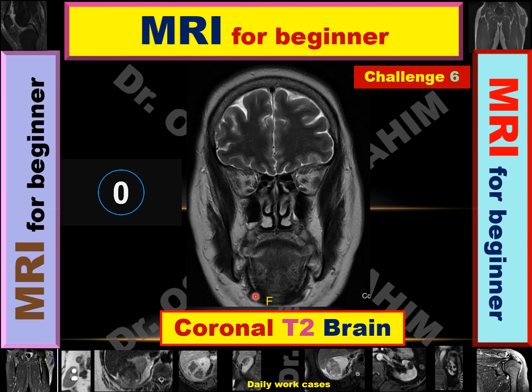Coronal image of the brain, and T2 because fat is bright and the fluid as CSF in the sulci appears bright also. So this is coronal T2 brain.